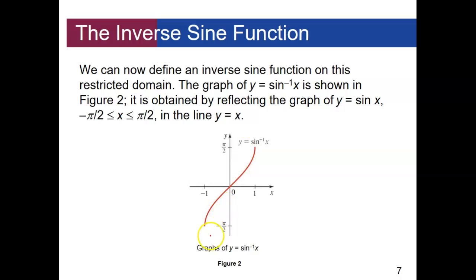Okay, so this is a graph of the inverse sine function. If you recall, inverses are reflections of their original graph in the diagonal line y equals x. So if we looked at the restricted graph and the inverse, the graph that we see here, we would see that they are reflections of each other in the line y equals x.